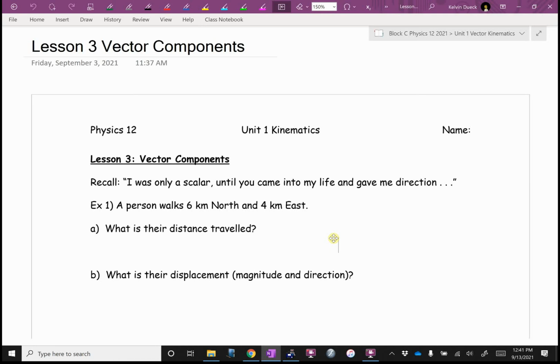We call those components. Recall, I was only a scalar until you came into my life and gave me direction. You are the vector of my heart. Wouldn't that be a good love song? That should be a song. Oh, that would be so good.